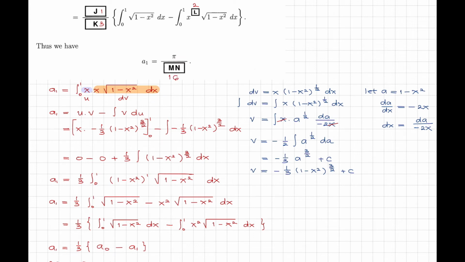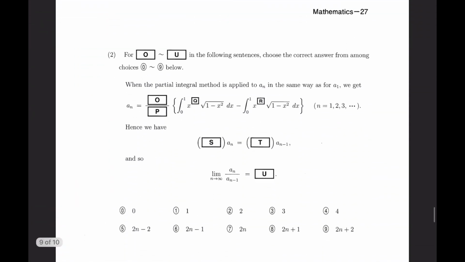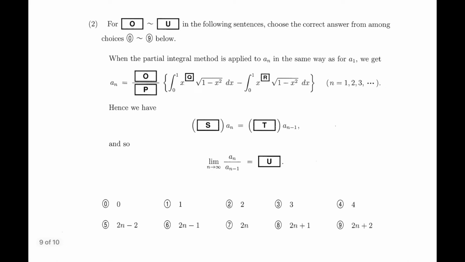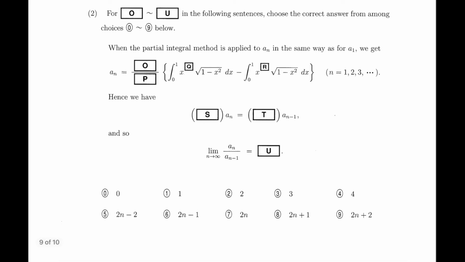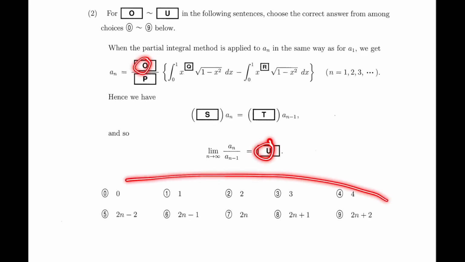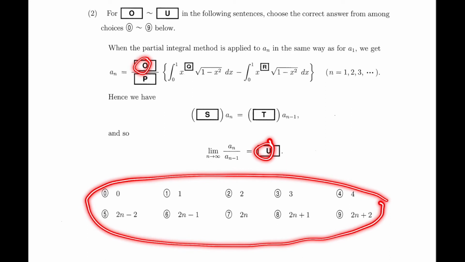That's the answer for A1. Okay, let's move to the next questions. For O until U in the following sentences, choose the correct answer from among choices 0 until 9. So this is multiple choice questions, yeah. From O until U, we have to choose the answer from this.